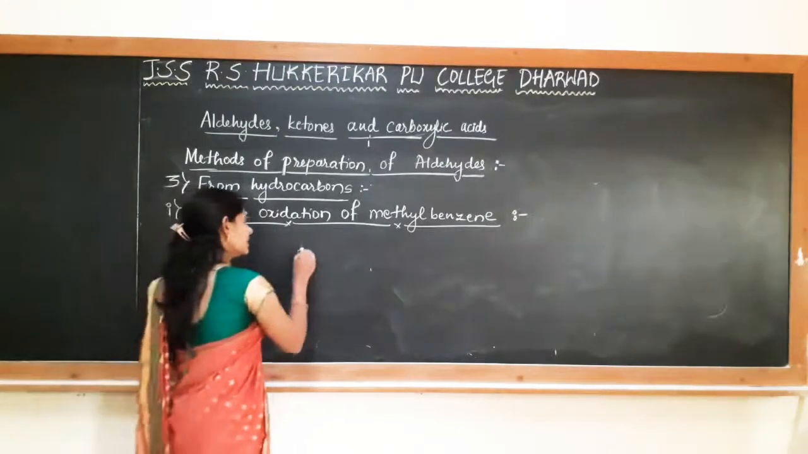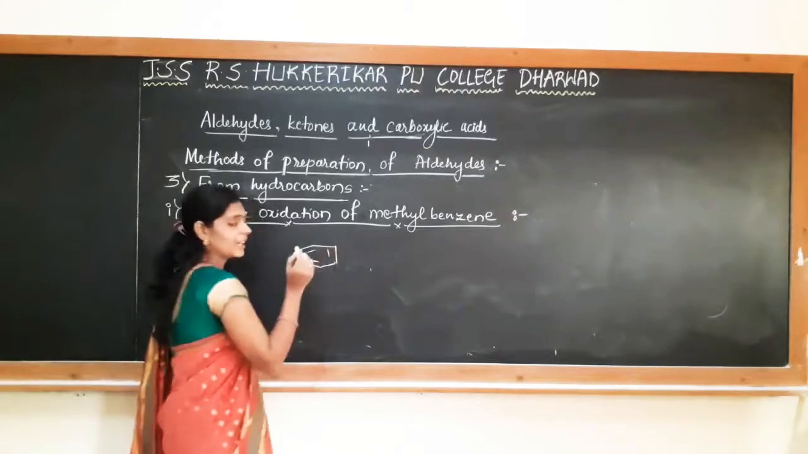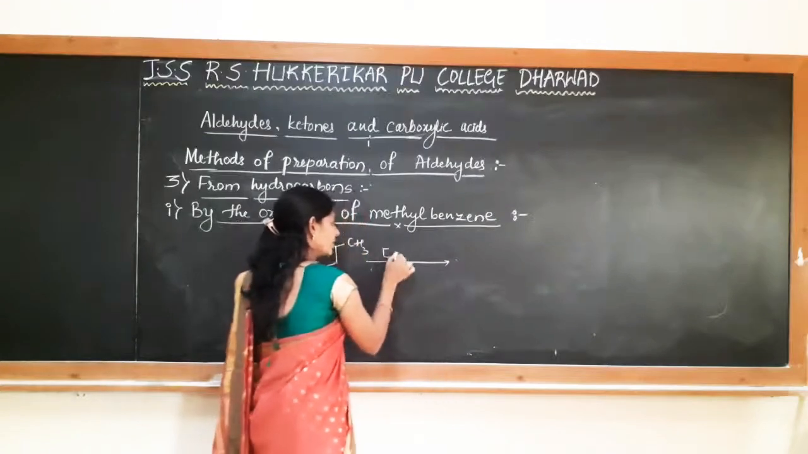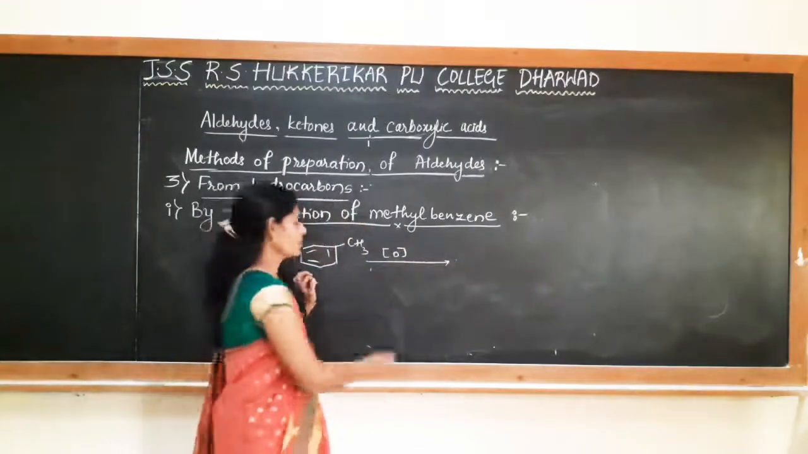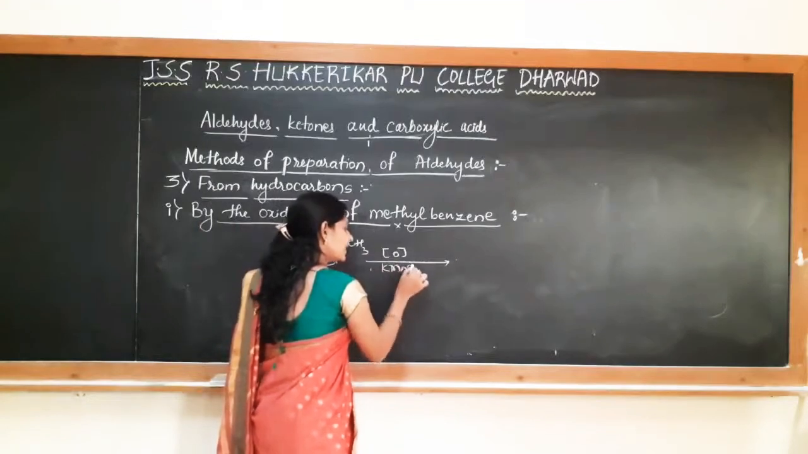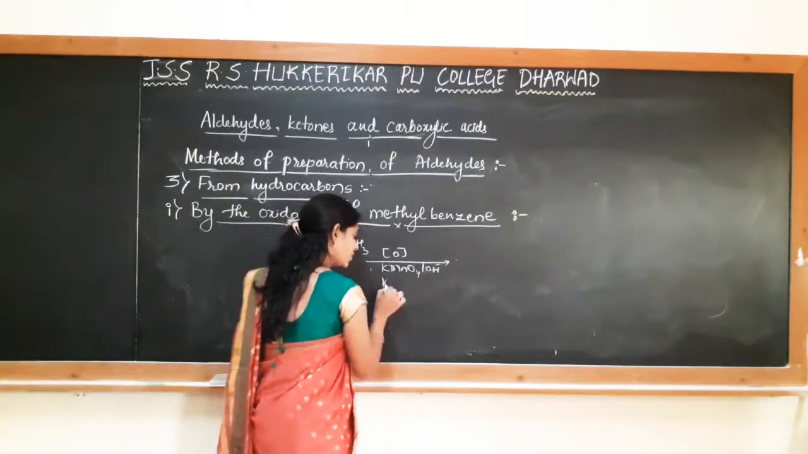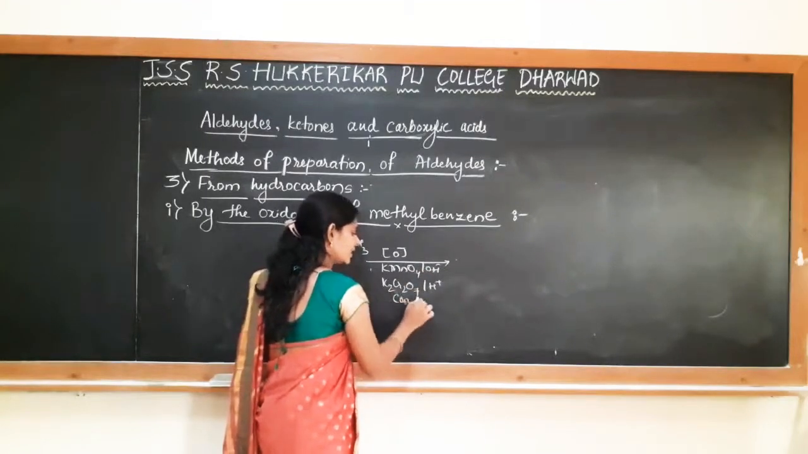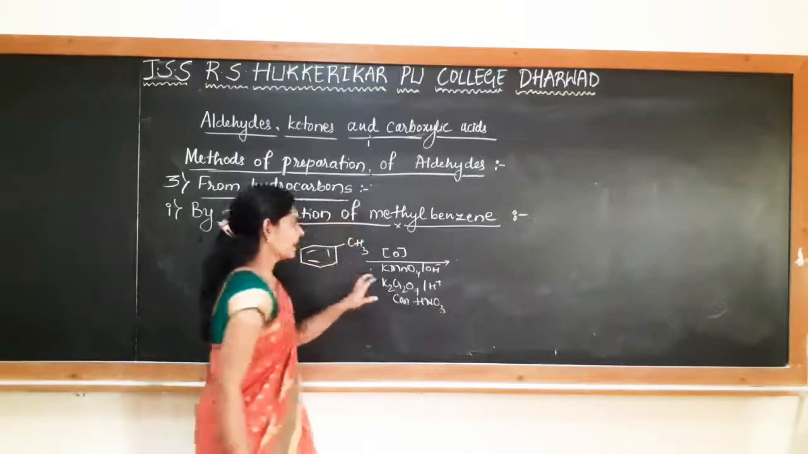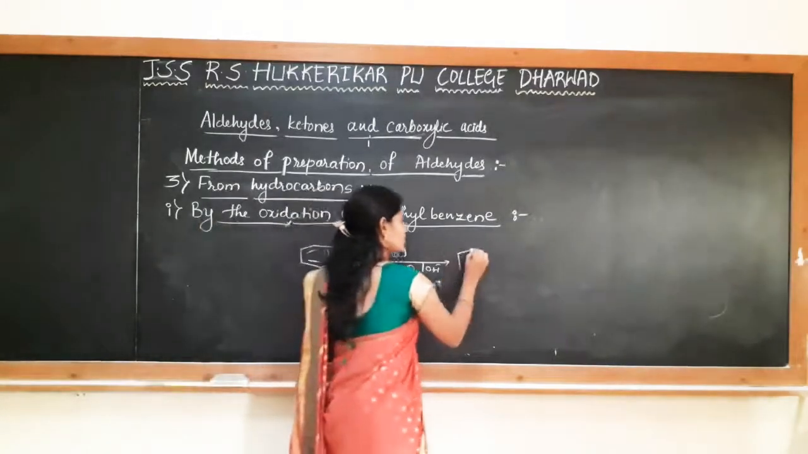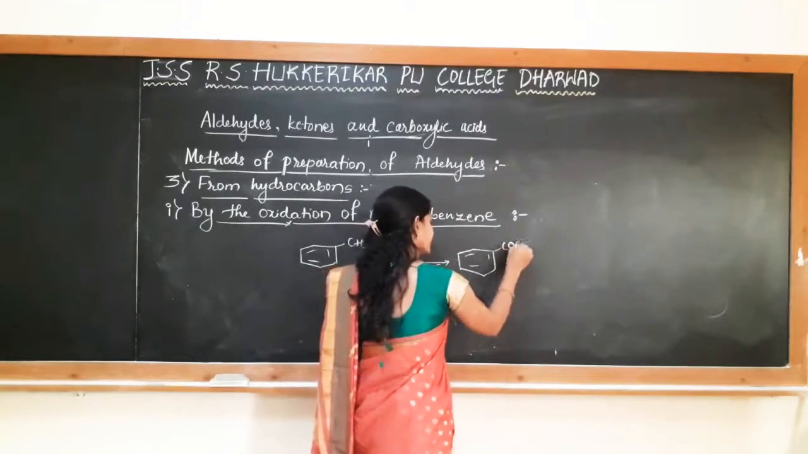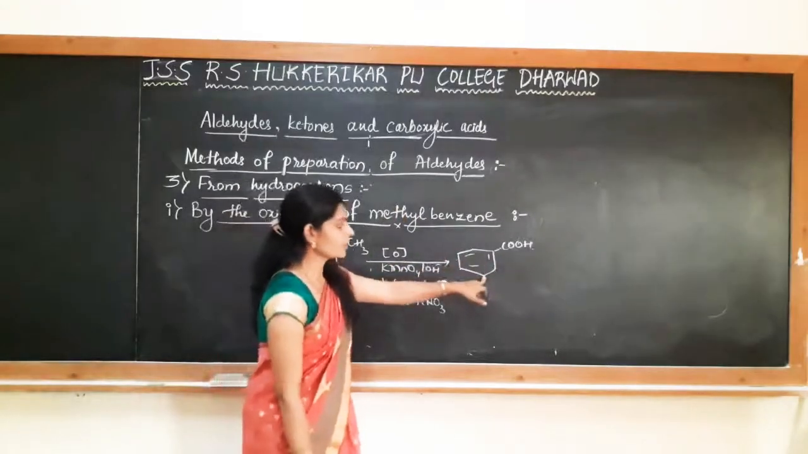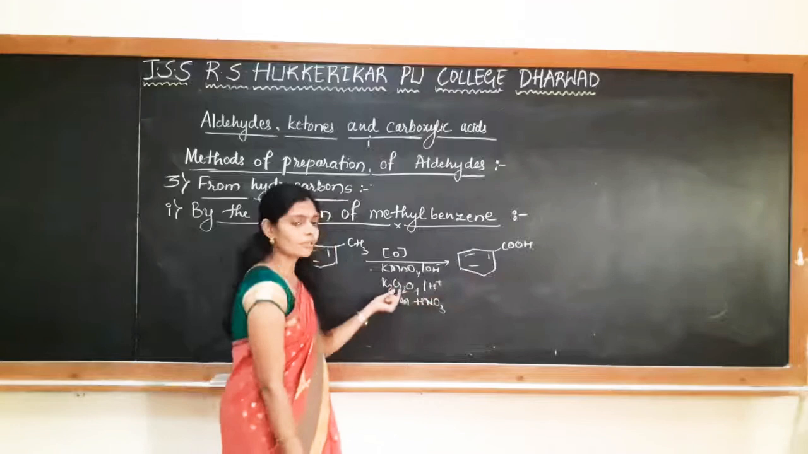How is it possible? See here, methyl benzene is nothing but our toluene. So when toluene is subjected to oxidation, for this we have to take an oxidizing agent. The oxidizing agent used here will be alkaline KMnO4 or acidified potassium dichromate, or concentrated nitric acid. If I take any of these reagents, it undergoes complete oxidation and results in the formation of benzoic acid. Okay, it is not stopping at the benzaldehyde, it results in the formation of benzoic acid, as these are strong oxidizing agents.